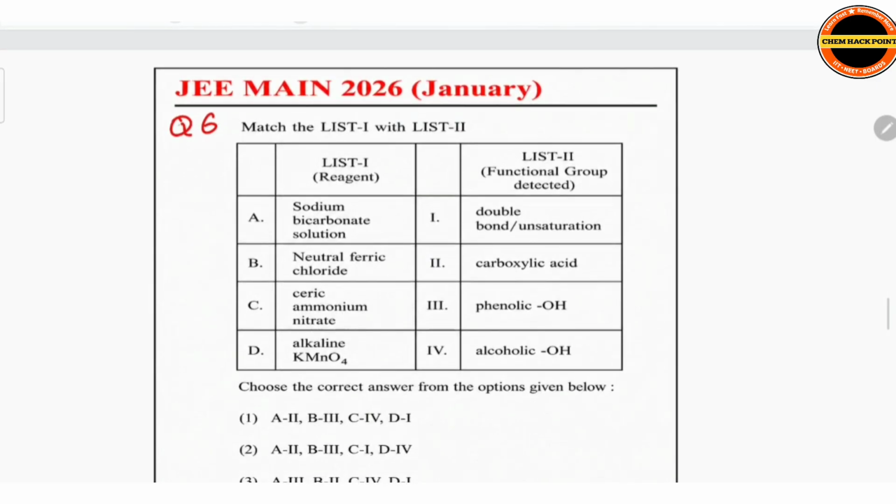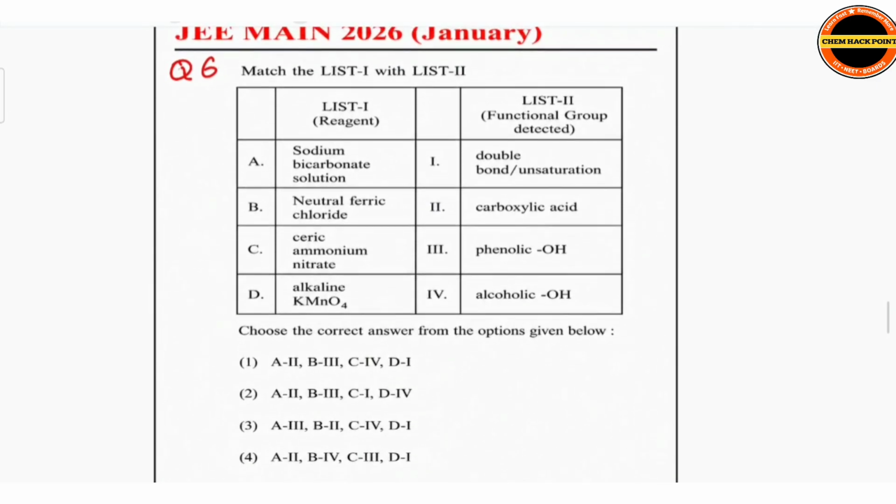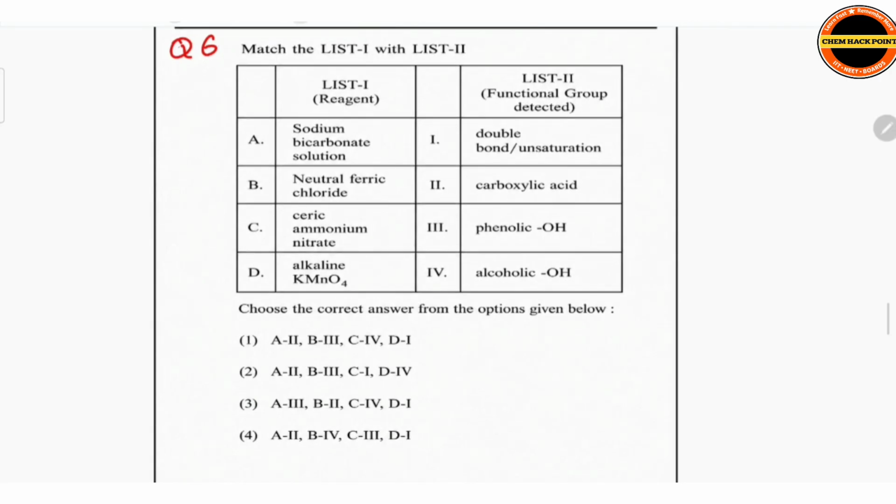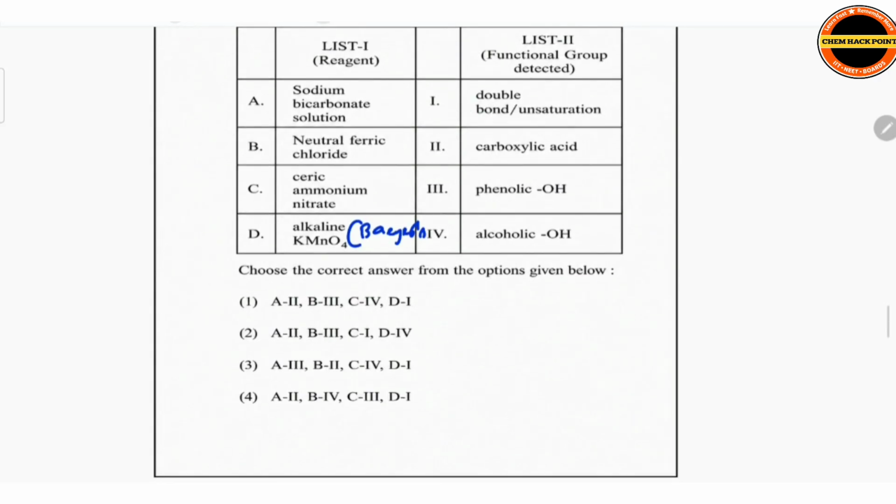Next, observe it. JEE Main 2026. This year's question. So again they gave with respect to tests. Match the following type it is. So sodium bicarbonate solution. Before that, alkaline KMnO4, we know it is commonly known as Bayer's reagent. So what is the role of Bayer's reagent here? We know it is used to test unsaturation, double bond and triple bond. So D should be 1. Only such 2 options, you can see 3 options like that.